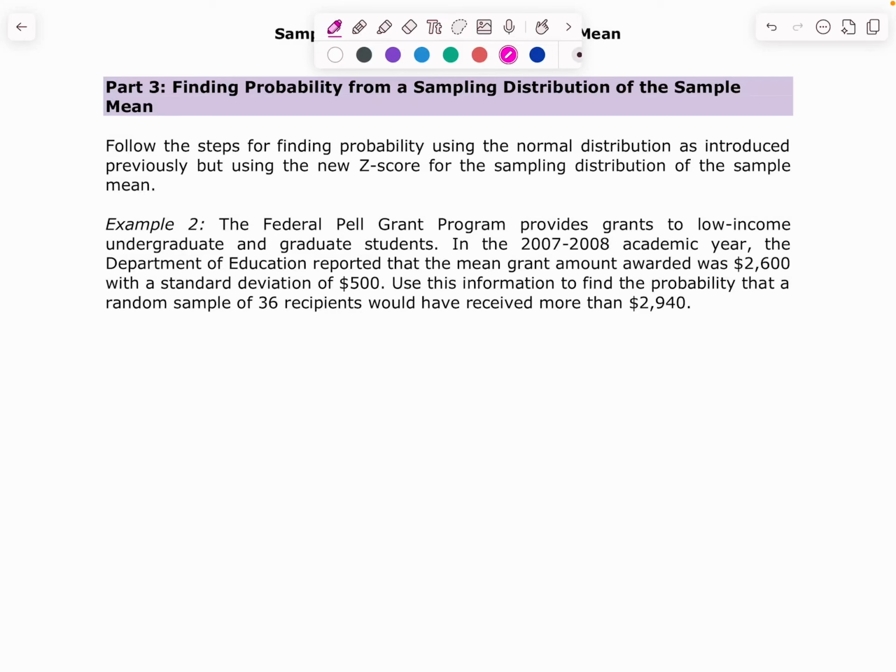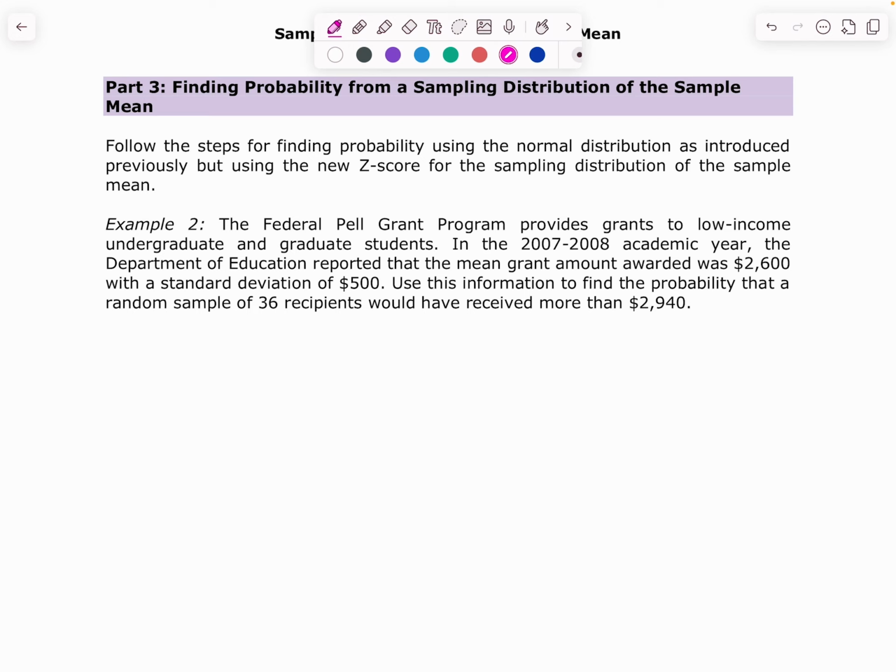All right, let's look at an example of how to find the probability of something using our sampling distribution of the sample mean. We're going to follow the same steps we would if we were looking at the population with a normal distribution, because once we've verified the central limit theorem, we know that we have something that is normally distributed. And so the process stays the same. The only thing that's going to be different is the z-score equation.